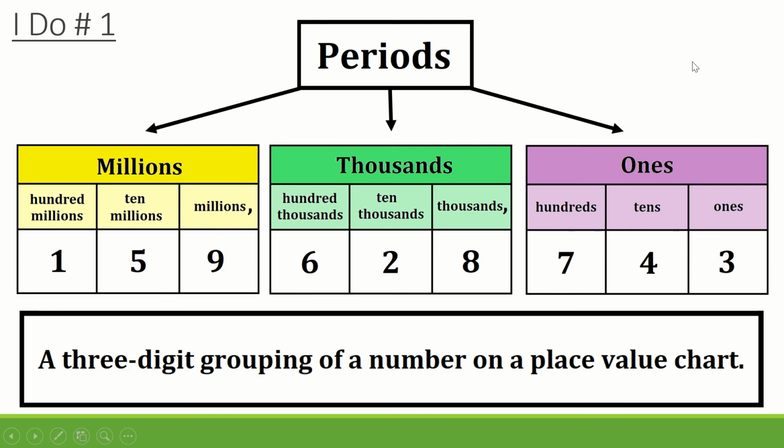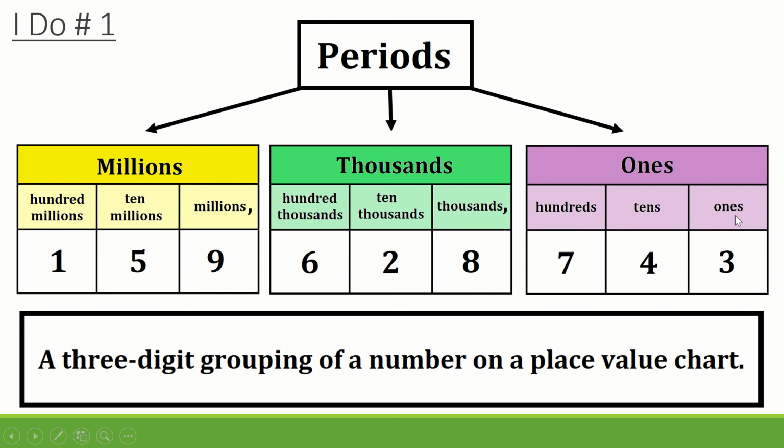So on this page, we have an anchor chart of sorts, which will use the information found within this chart to help us over the next few pages. So we have up here at the top the word periods. And a period is a 3-digit grouping of a number on a place value chart. I would even say, within a number written in its standard form as well. So we have the ones period, we have the thousands period, and we have the millions period.